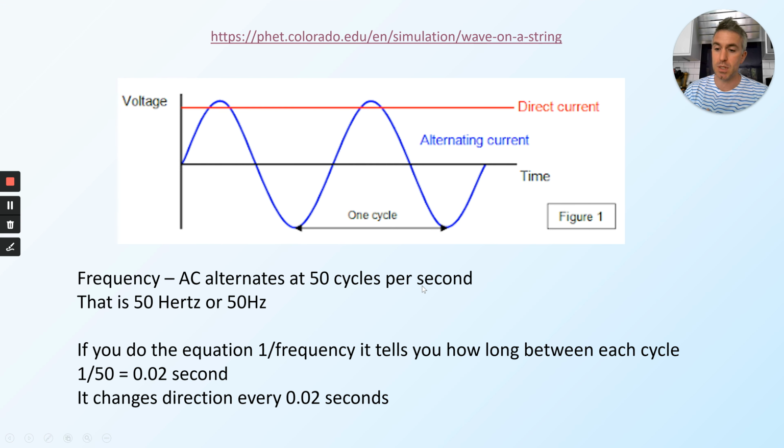So the frequency of your mains electricity is 50 hertz, or 50 cycles per second. If you want to do the equation to work out how fast that is, if you do 1 over the frequency, that tells you how long each cycle is. And 1 divided by 50 is 0.02.